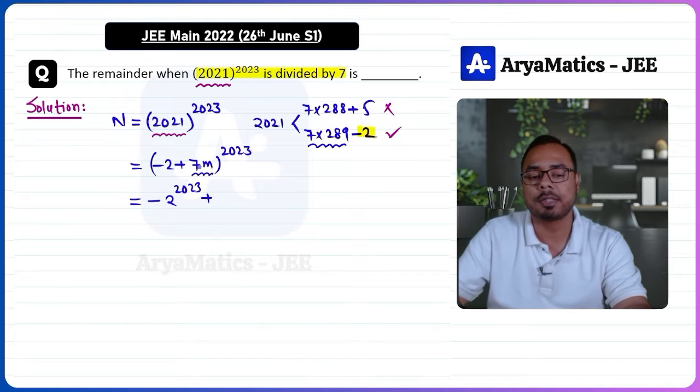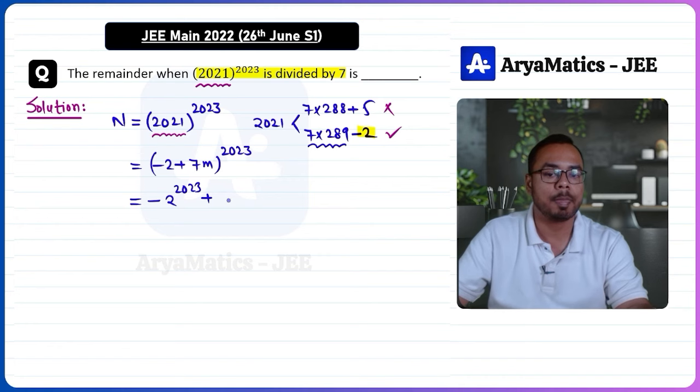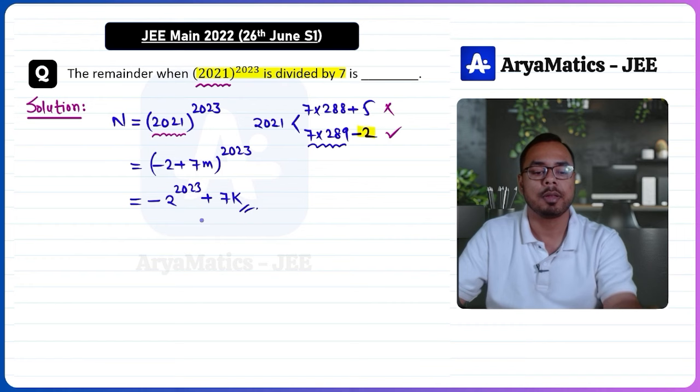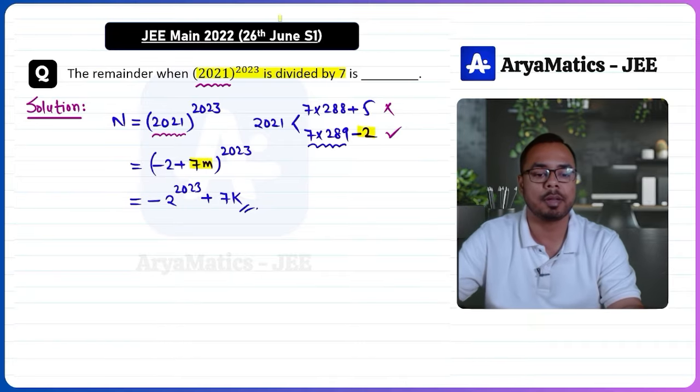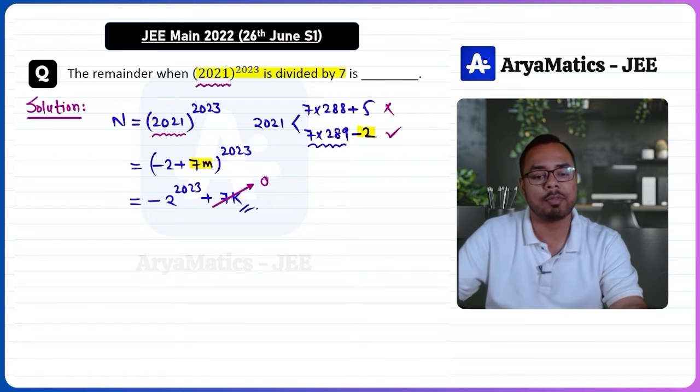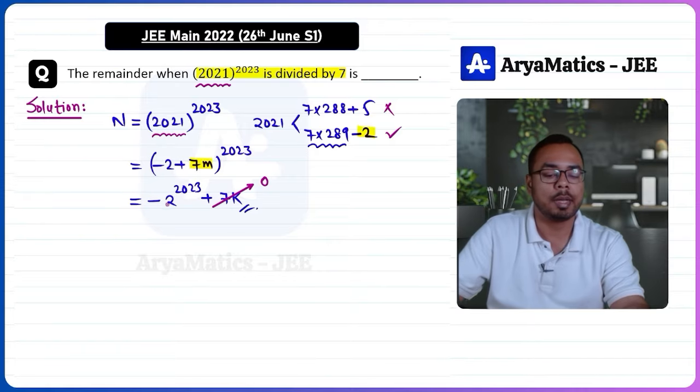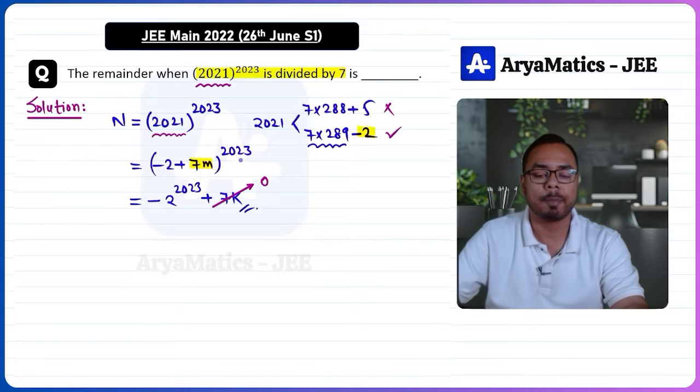So only the first term is not a multiple of 7. After that all the other terms are some multiple of 7, right? In the second term you will have 7m, then the next term will be 7m square. So all of them are multiples of 7, and if you divide those numbers by 7, the remainder will be 0. So now basically we have to focus on this number minus 2 raised to 2023, right?